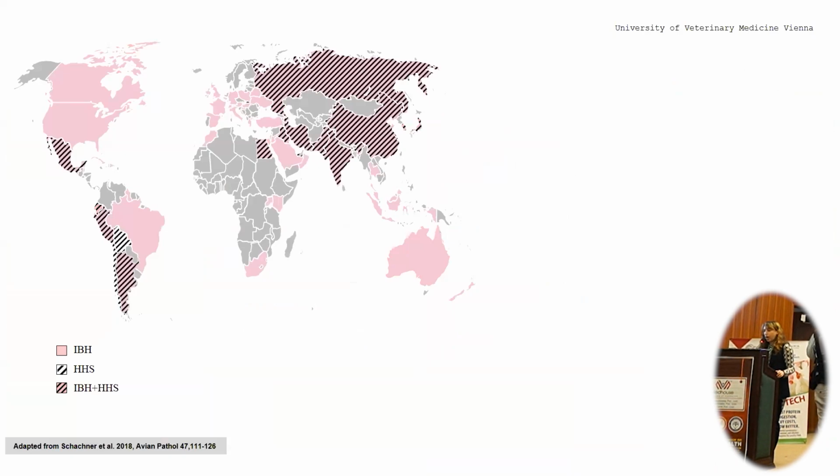This is a map of the world showing how the diseases IBH and HHS are distributed. In the pink areas, you see where IBH has been reported, and where there are stripes, HHS. While IBH has been reported on basically all the continents, there are still some areas that have not reported HHS to this day, which include Europe and most of North America. But HHS is a huge issue in many areas, especially in Asia. Here in Pakistan it is a big issue, and in China as well.